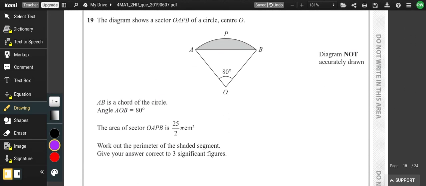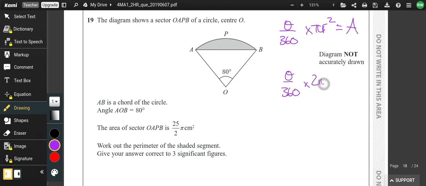Question 19. We're doing sectors, and some of us forgot the formulas. So, reminder, we always do theta over 360 times pi r squared. That gives us the area of the sector. And theta over 360 times 2 pi r gives us the arc length, okay, which would be APB in this case.